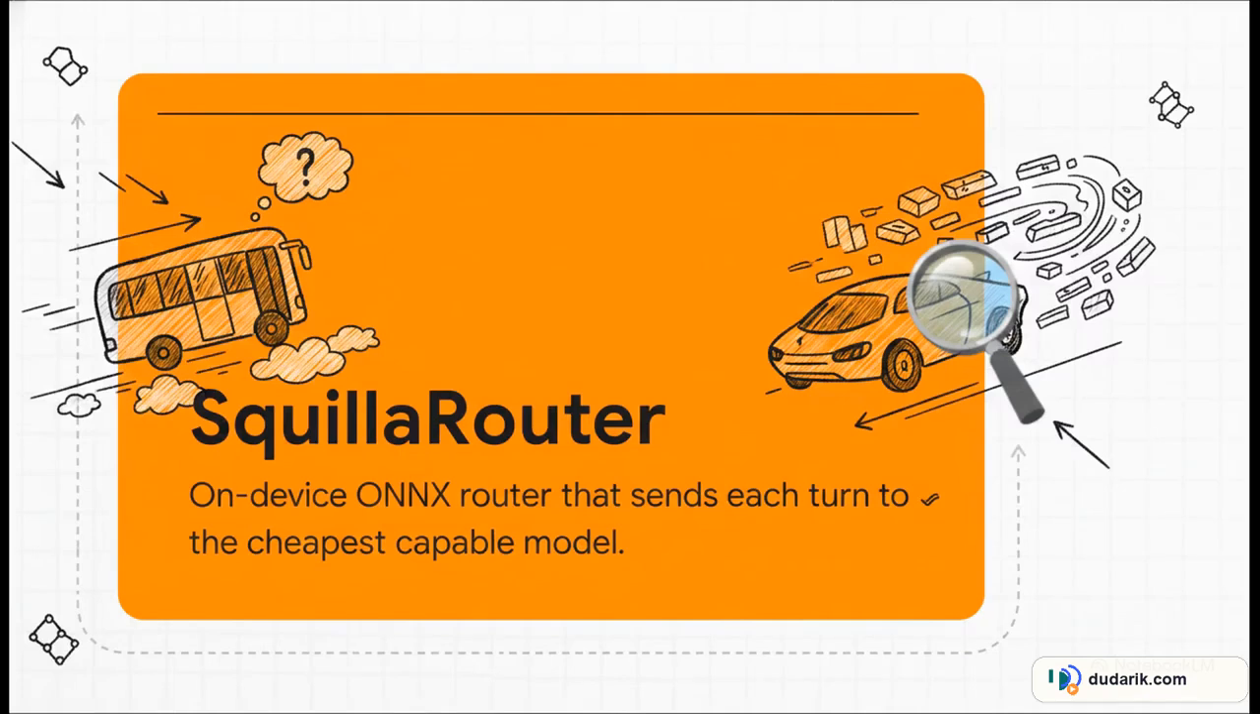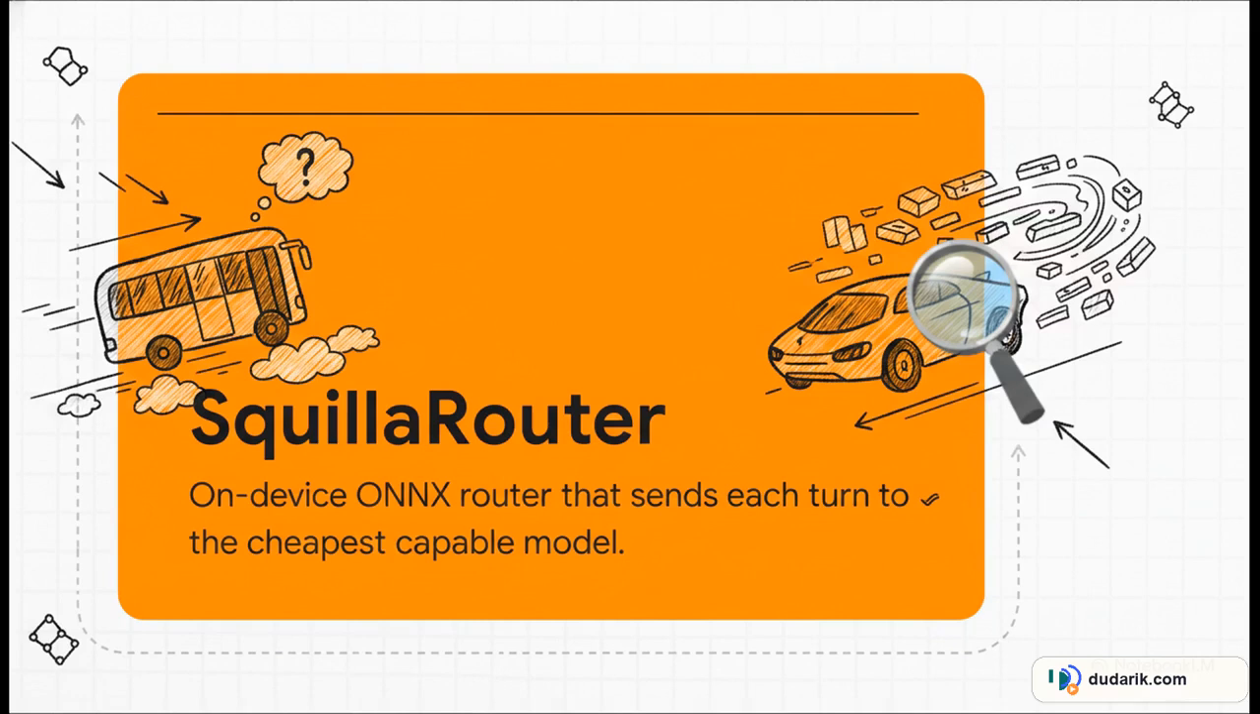The secret sauce here is Squilla Router. Think of it exactly like ride-sharing. It evaluates the complexity of a prompt by looking at length, language, code presence, and semantic embeddings. So simple questions, they basically take the bus with a super cheap model. But complex reasoning, that gets the premium frontier ride.